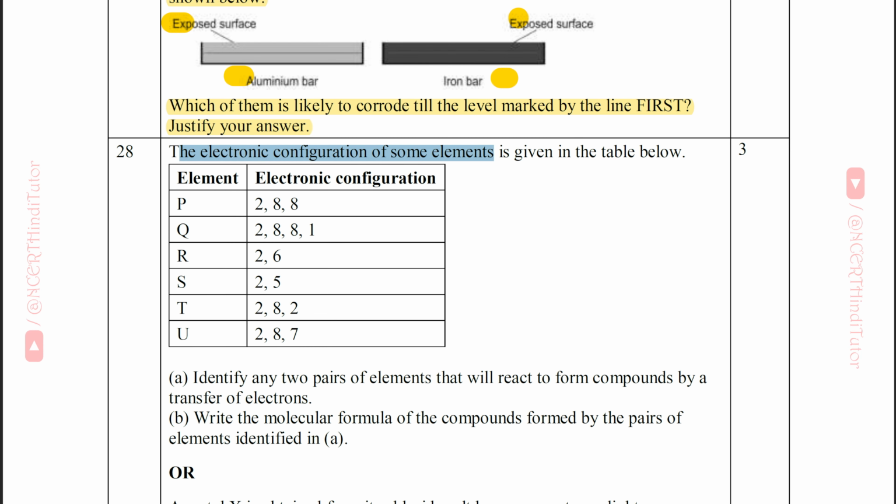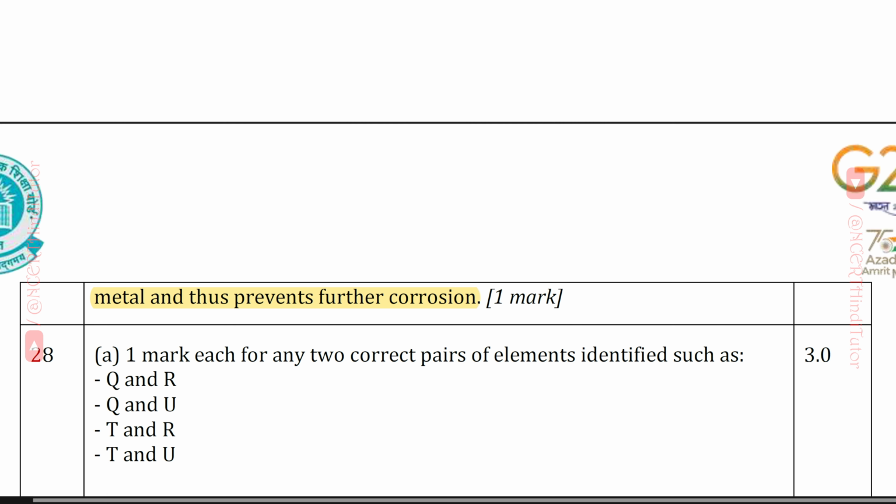28. The electronic configuration of some elements is given in the table below. Element P, Q, R, S, T, U, electronic configuration. A. Identify any two pairs of elements that will react to form compounds by a transfer of electrons. Answer. 1 mark each for any two correct pairs of elements identified, such as, so these are the 4 correct pairs: Q and R, Q and U, T and R, T and U.